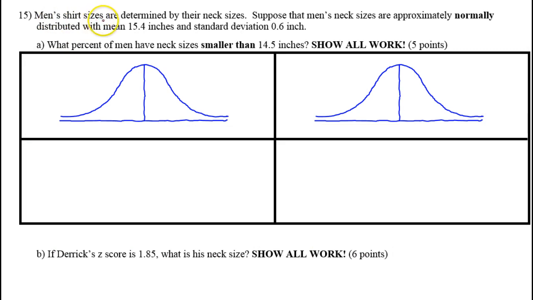Men's shirt sizes are determined by their neck sizes. Suppose that men's neck sizes are approximately normally distributed, meaning they make a bell curve like this, with a mean of 15.4 inches and a standard deviation of 0.6 inches. So we're going to start off with two graphs, and over here this is going to be inches, and this graph will be for z-scores.